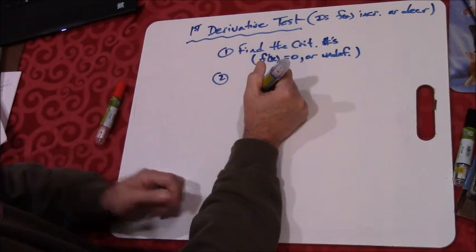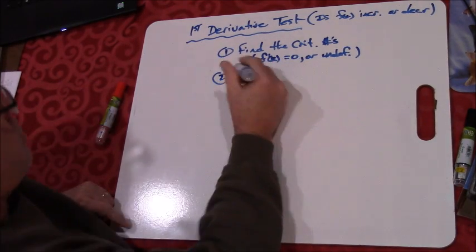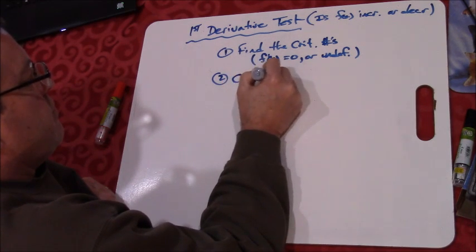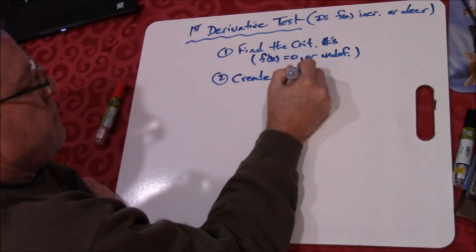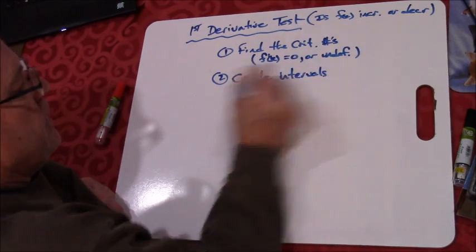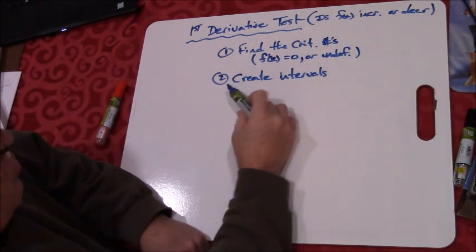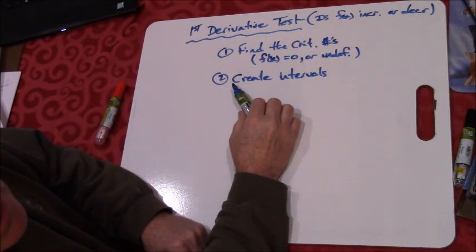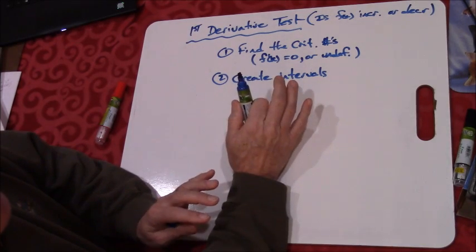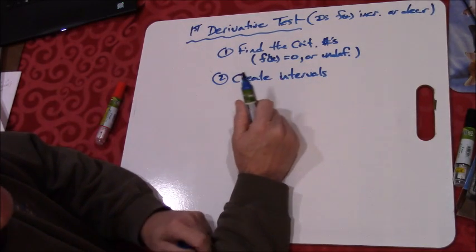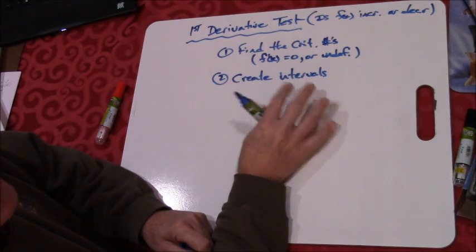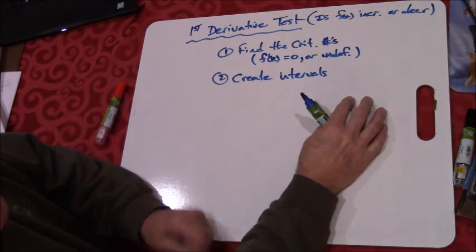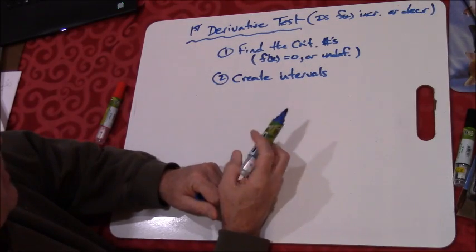The second thing I need to do is to create intervals. And these intervals are really from negative infinity to positive infinity, unless certain numbers don't fit the domain. If I've got a square root where I have to make sure we're getting something positive inside, you could say we're going to go from 0 to infinity, but I have to break that down into intervals as well.